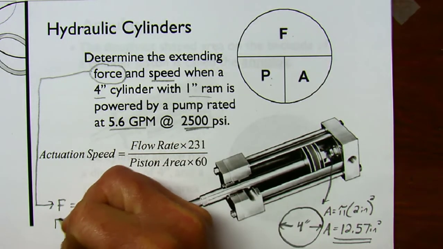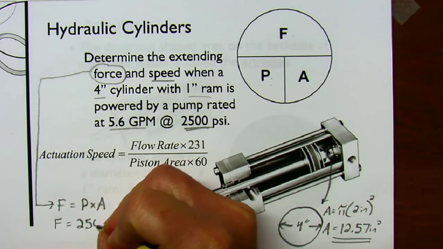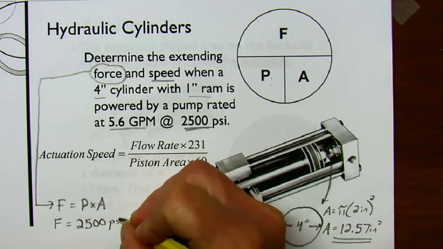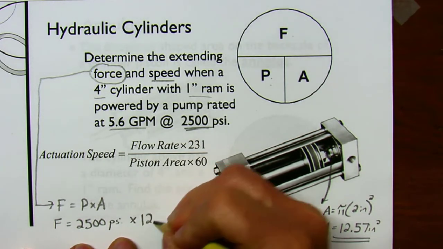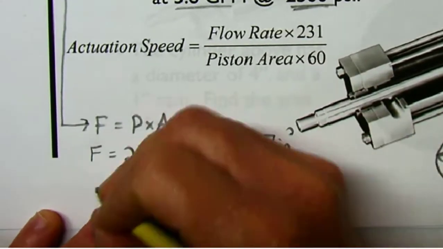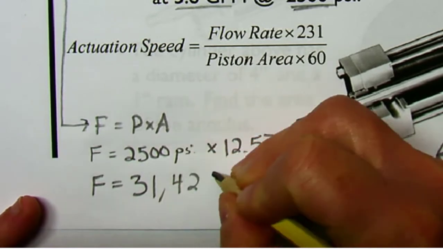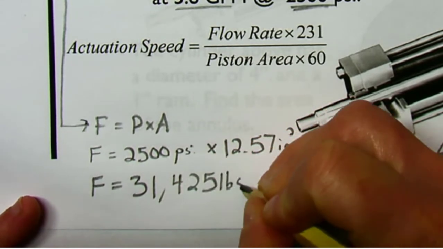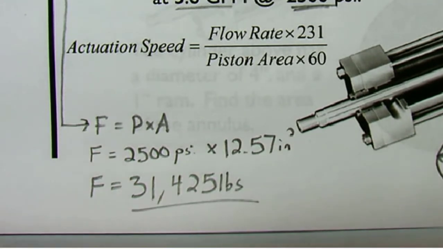And so the amount of force that this thing is going to exert is the pressure, 2,500 psi, exerted on an area of 12.57 square inches, which turns out to be 31,425 pounds of force. That's a force, remember, so that's going to be in pounds. So just about 16 tons of force. It's pretty phenomenal.